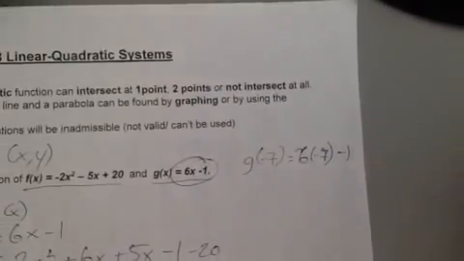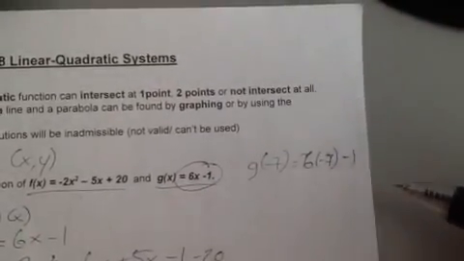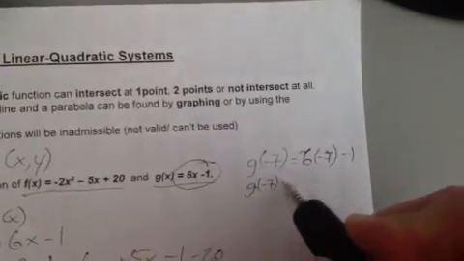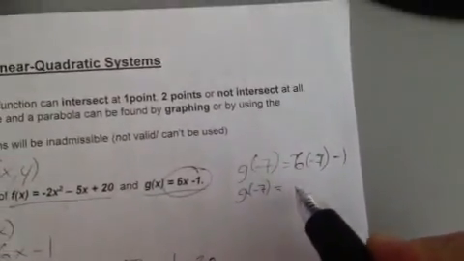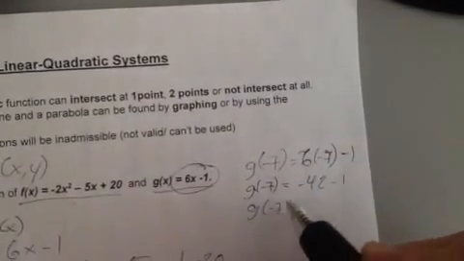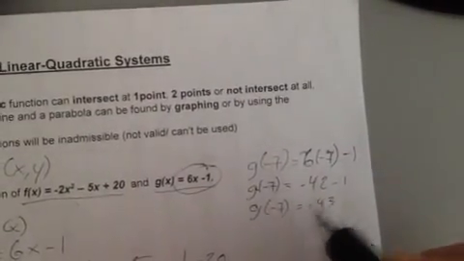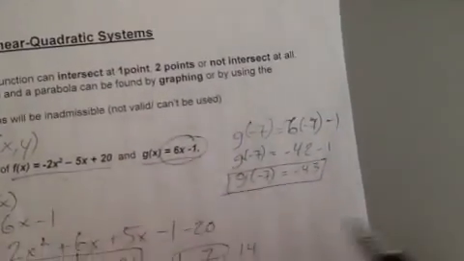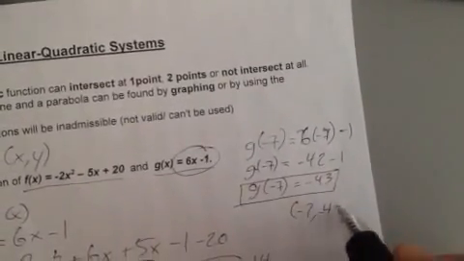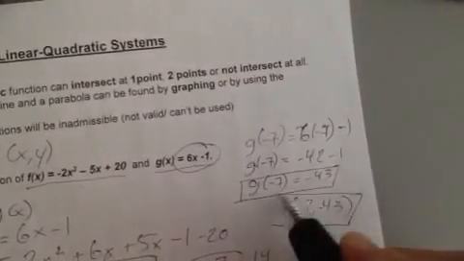Apologize about the announcement, but that is 6 times -7 minus 1. So g at -7 is equal to 6 times -7, which is -42, minus 1. That means g of -7 is -43. So therefore, the first point of intersection is going to be -7, -43. That's the first point of intersection.